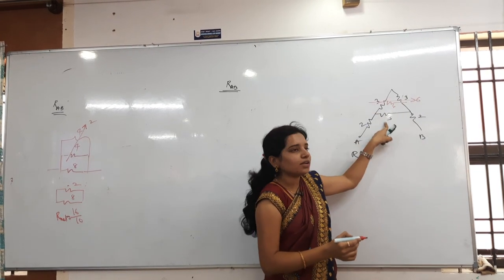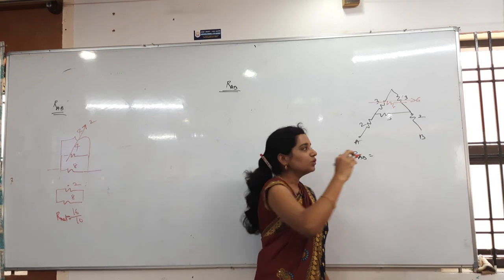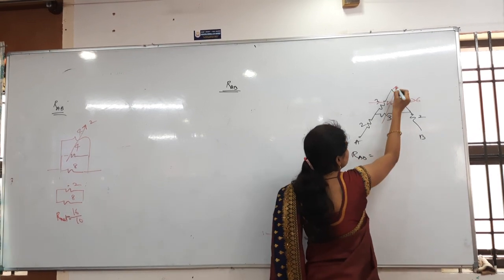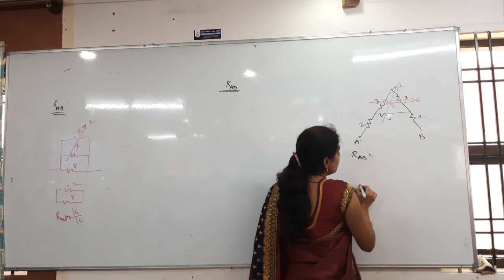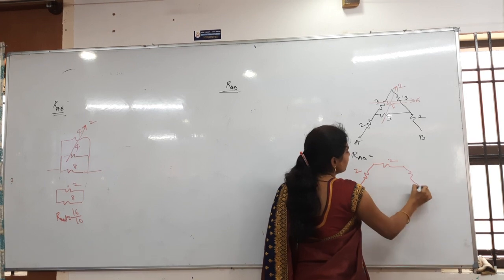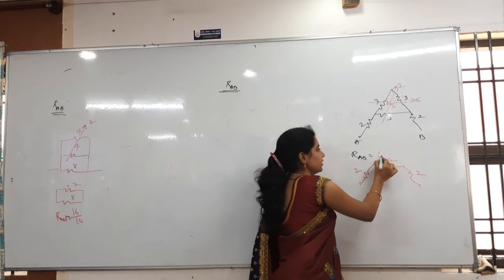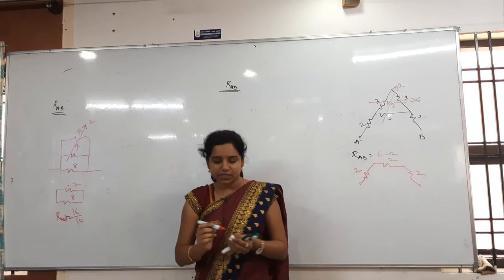Now 6 and 3 are in which combination? Parallel combination. 6, 3 parallel, how much is it? 2. So then this 6 and then 3 is becoming 2. Now the entire circuit is becoming like this, 2 and then 2 and then 2. So what is the answer here? 6 is the answer entirely, that is 6 ohms. That is about that, very easy problem.